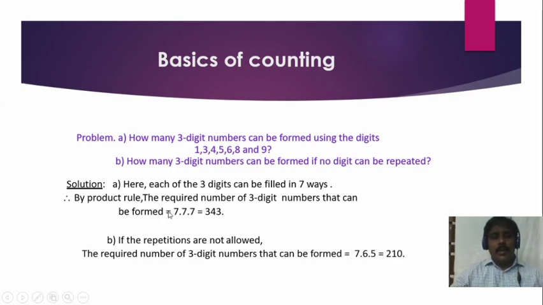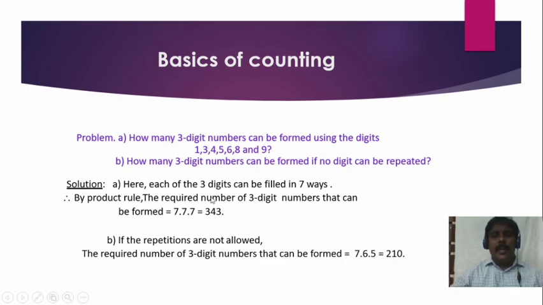So here he has given another problem. How many three-digit numbers can be formed if no digits can be repeated? Here repetition is not allowed. See, in the previous one repetition is allowed and here repetition is not allowed. So if repetition is not allowed, the required number of three-digit numbers is 7 into 6 into 5. Since we are having three digits, 7 into 6 into 5, that is equal to 210 ways.